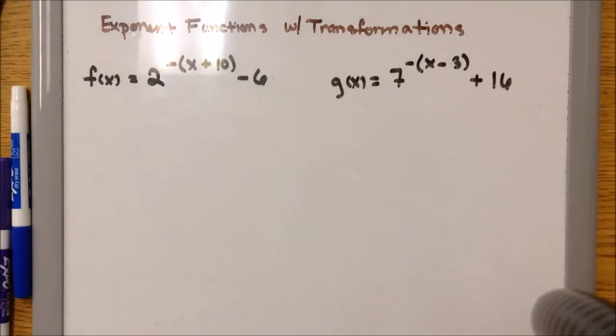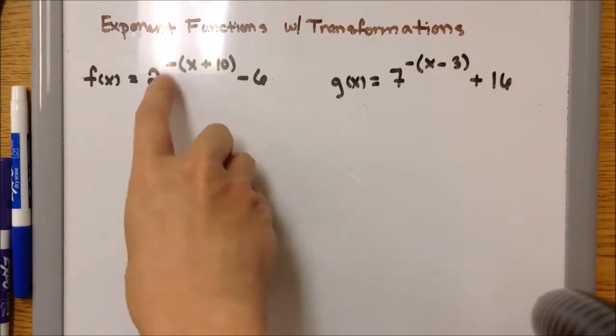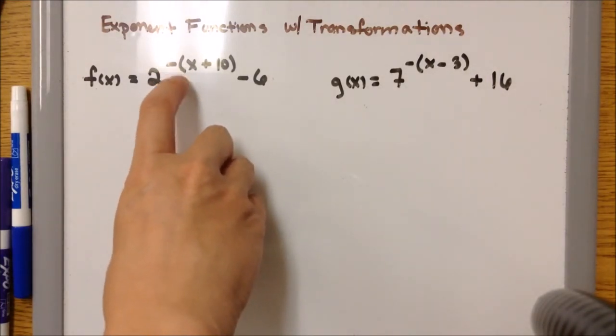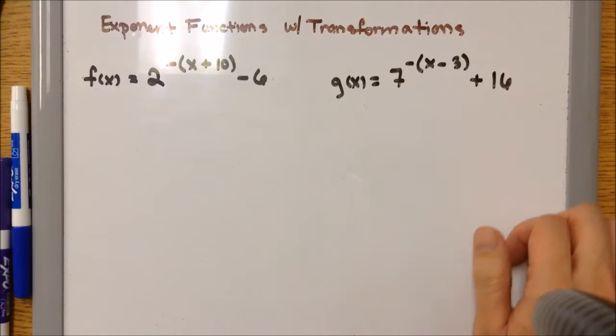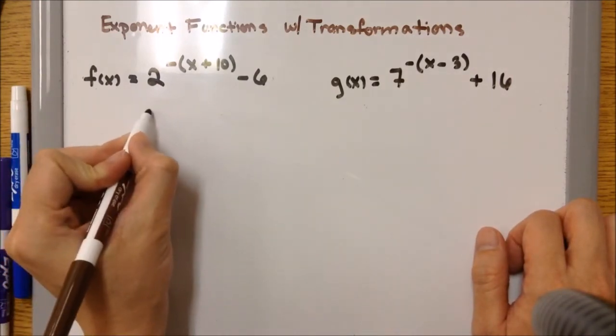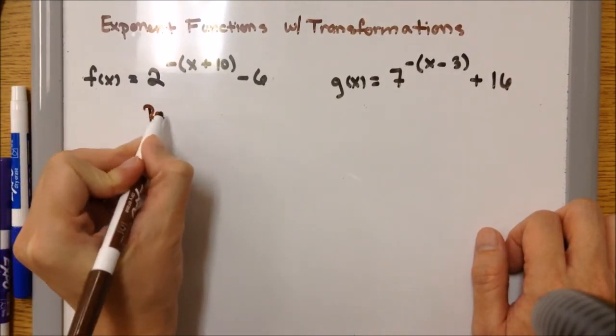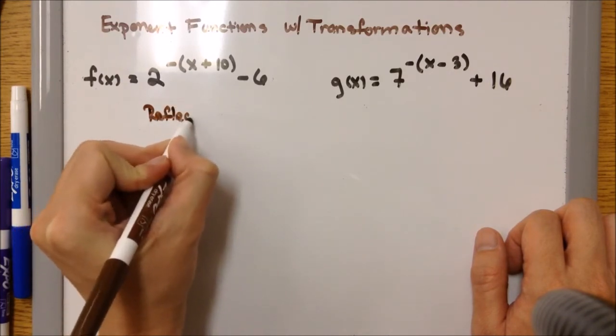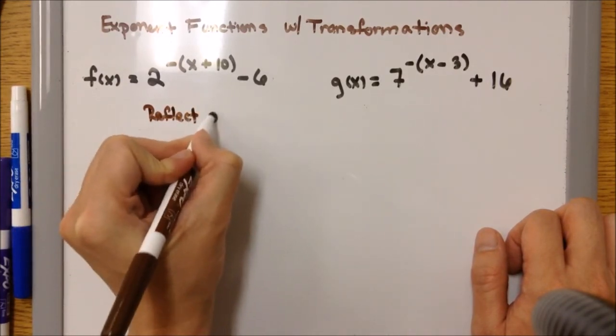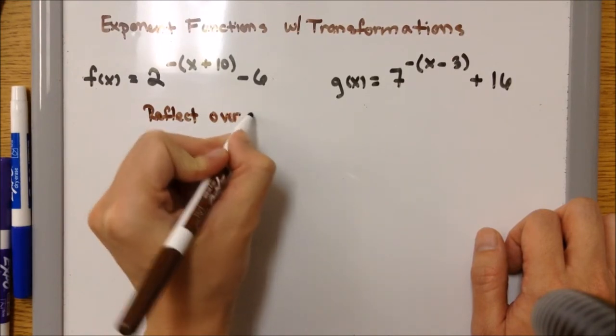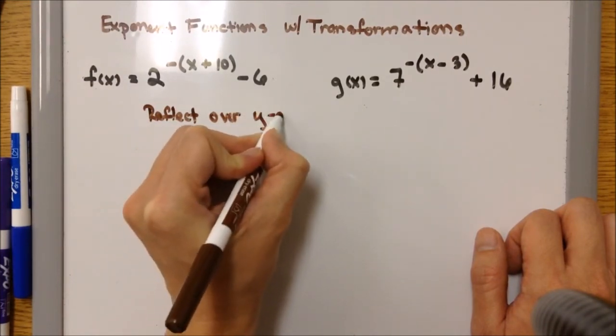Now, just like in the lesson video about transformation, when there's a negative in front of the x, it's most likely going to be a reflection over the y-axis. So, just like in 1.5, when there's a negative in front of the x, it's going to be a reflection over the y-axis.